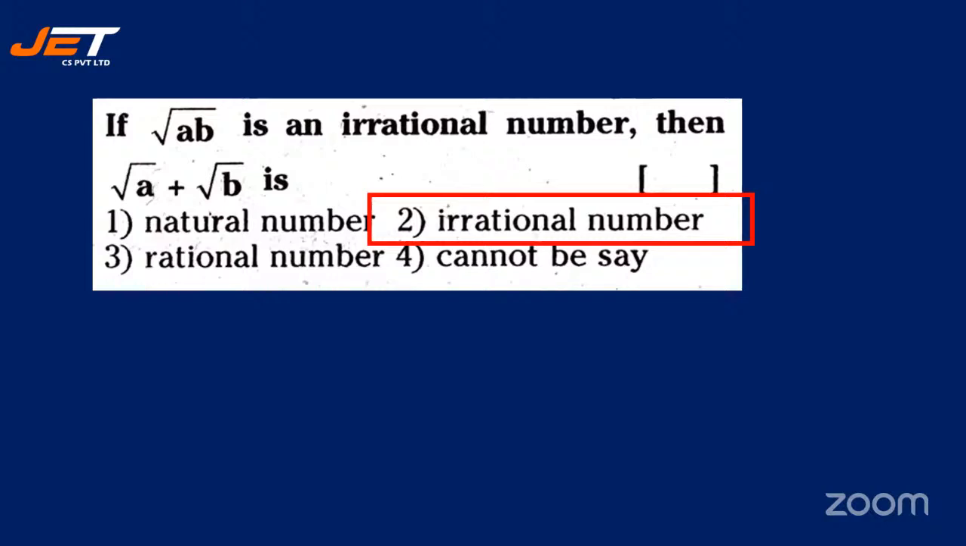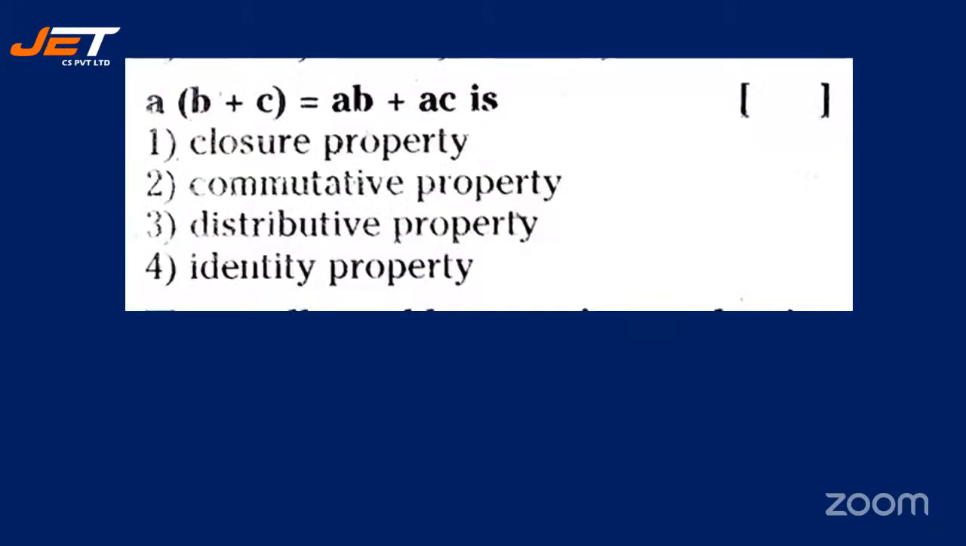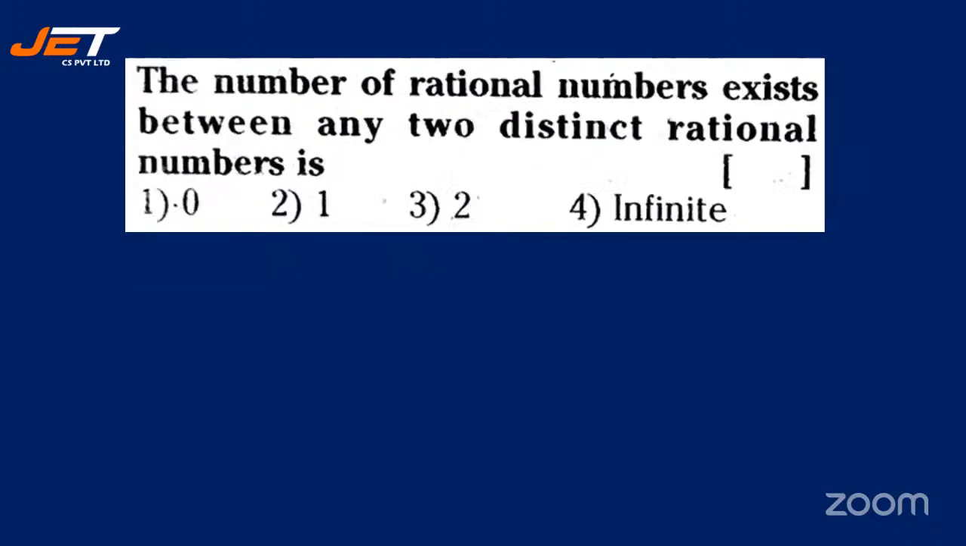Yes, it is an irrational number. A into B plus C is equal to AB plus AC. What property is this? Is it a closure property, commutative property, distributive property, or identity property? It is obviously distributive.